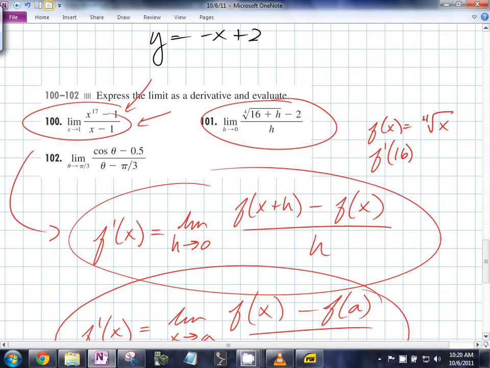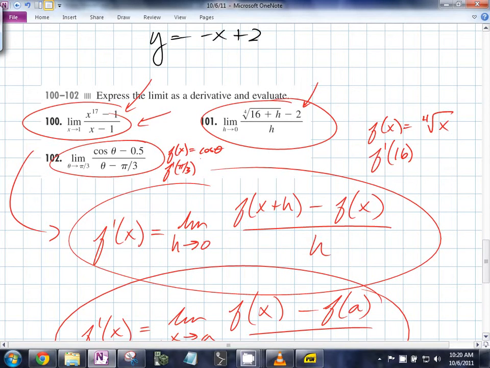It's pretty straightforward. What's f of x going to be? Cosine theta, right? And we're doing f prime of what? Pi over 3. What is cosine of pi over 3? 1 half. That's cosine of pi over 4. Cosine of pi over 3 is 1 half. So does that fit? Yeah.